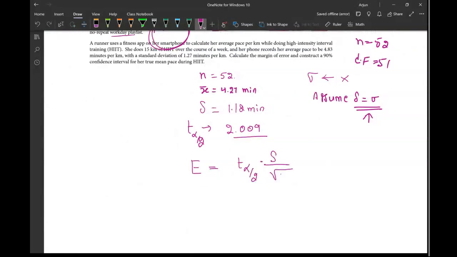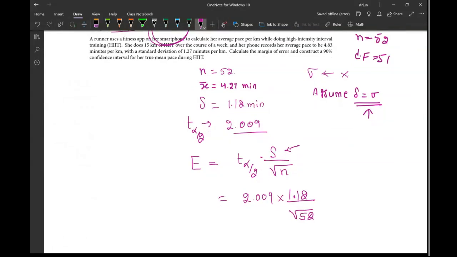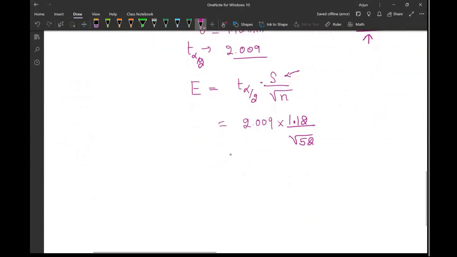All right, now I'll calculate the margin of error, which is equal to t alpha over 2 multiplied by s upon square root of n. So t alpha over 2 is 2.009 multiplied by the s value, which is 1.12, and square root of 52. So if I were to do this calculation on my calculator, it will be 2.009 multiplied by 1.12, and that divided by square root of 52. That comes out to be 0.312. That is the margin of error.